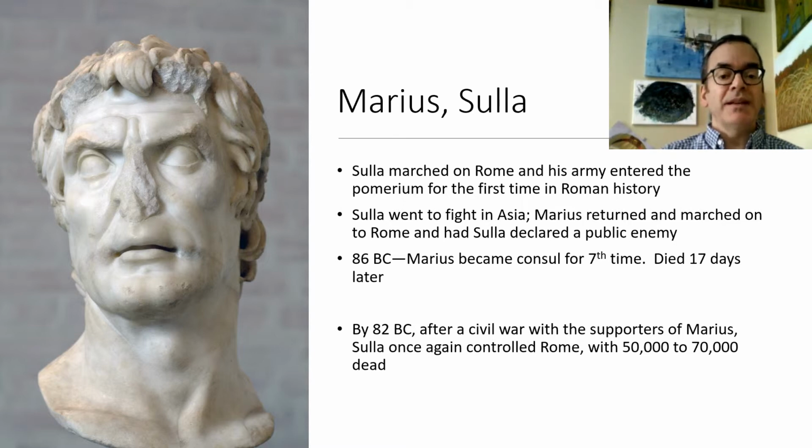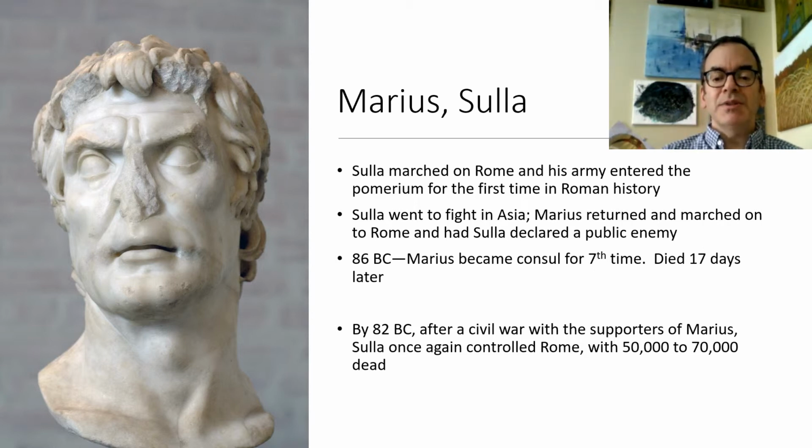Sulla then went on to fight in Asia, and what he ended up doing is making a number of the people in Rome promise that they would keep Sulla in power when he left. And of course, most of them said yes, but as soon as he was out of the way and not fighting, Marius ended up returning, and he marched on Rome to take control of it. And when he did, Sulla was declared a public enemy. And then in 86 BC, Marius is still in control. He ends up being a consul for the 7th time. And as you can see here, he wasn't a consul for very long, 17 days.